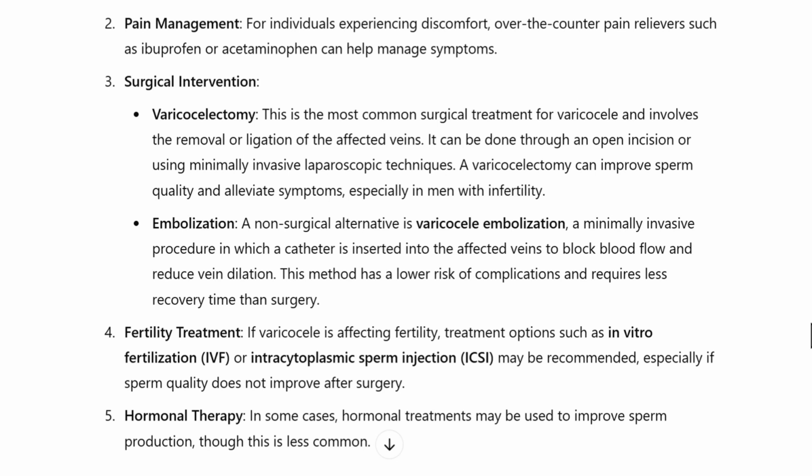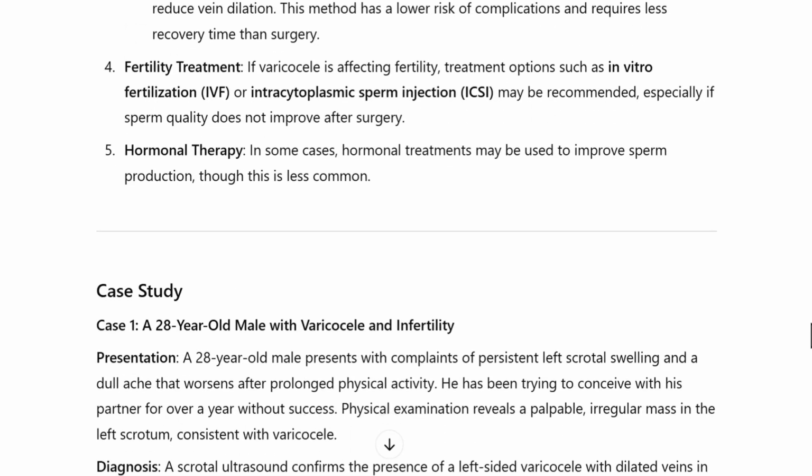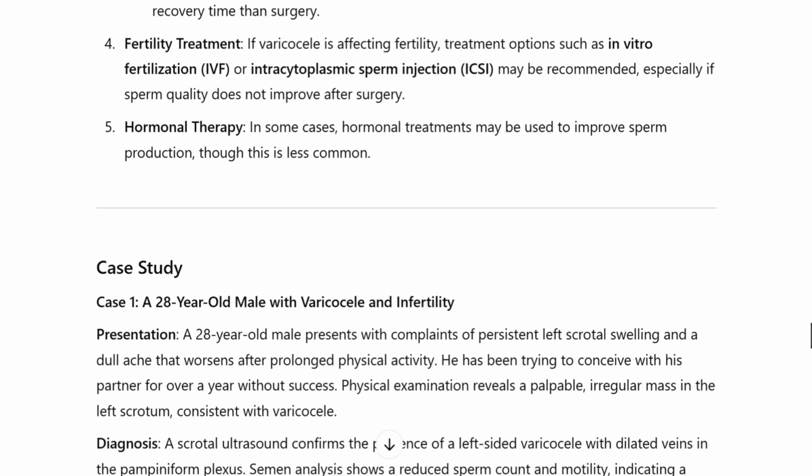4. Fertility treatment. If varicocele is affecting fertility, treatment options such as in vitro fertilization (IVF) or intracytoplasmic sperm injection (ICSI) may be recommended, especially if sperm quality does not improve after surgery. 5. Hormonal therapy. In some cases, hormonal treatments may be used to improve sperm production, though this is less common.